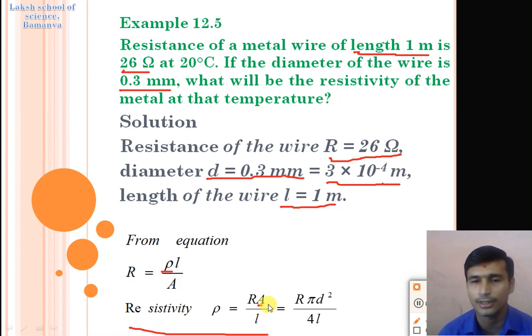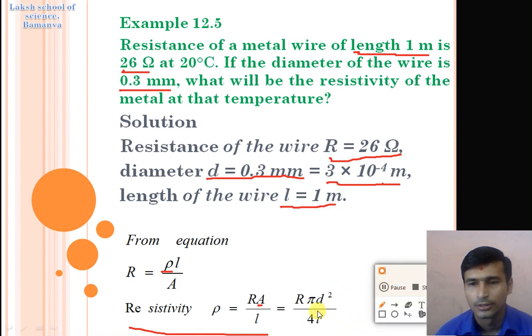How do we calculate the cross section area? From the diameter. The cross section area from the diameter is calculated by pi d square by 4. So instead of A, we place the value pi d square by 4, the formula of the cross section area of the conductor, where d is the diameter. So dear students, we get the formula R is equal to pi d square by 4 into L.